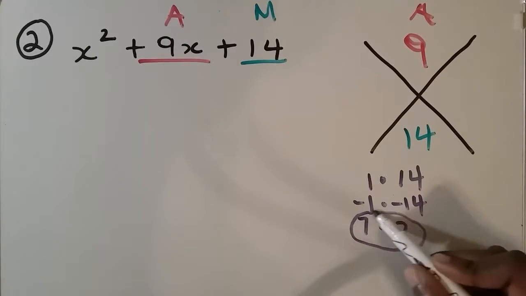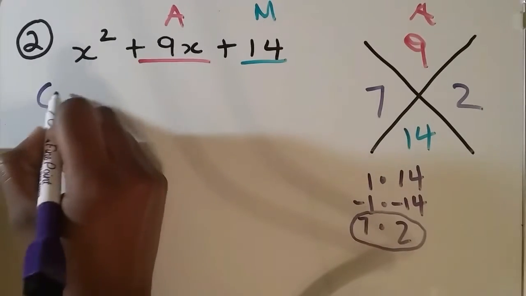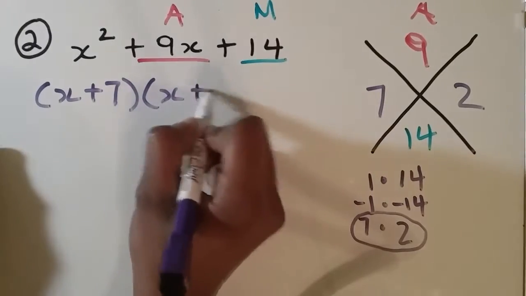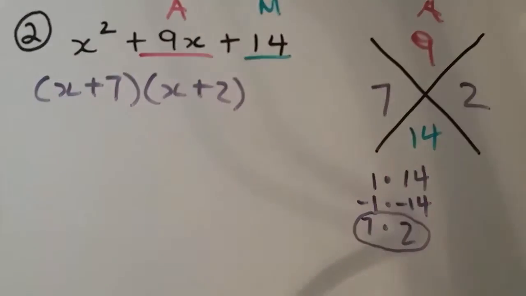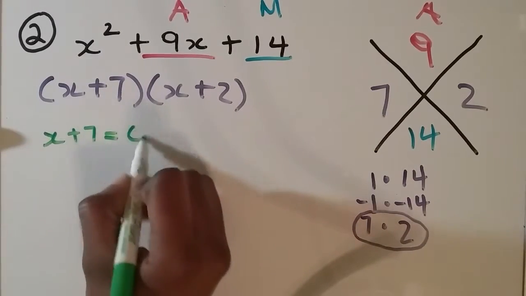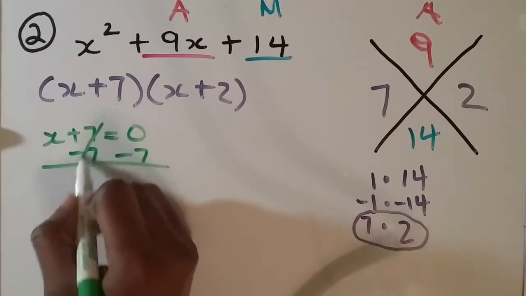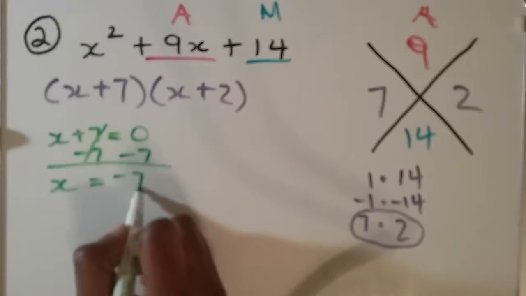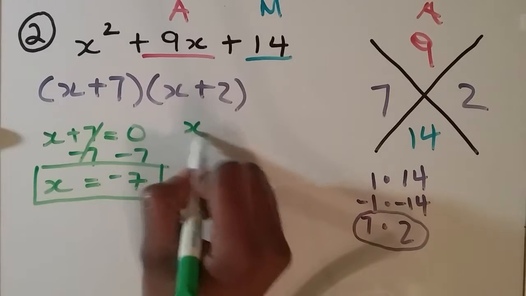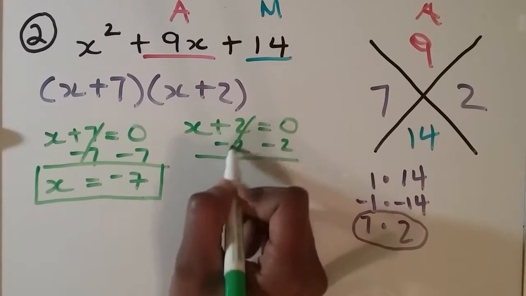When we do that, we realize that positive 7 and positive 2 add to positive 9 and also multiply to positive 14. We use those two numbers to create our binomials, x plus 7 and x plus 2. Then we solve using ZPP, which in this case pretty much just means getting x alone. When we do that, our first x is equal to negative 7, and our second x is equal to negative 2.